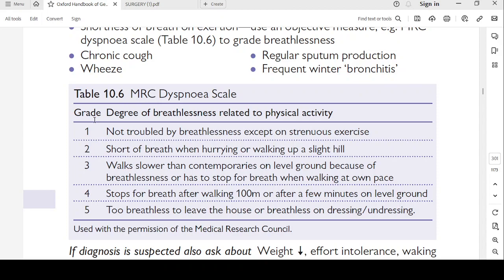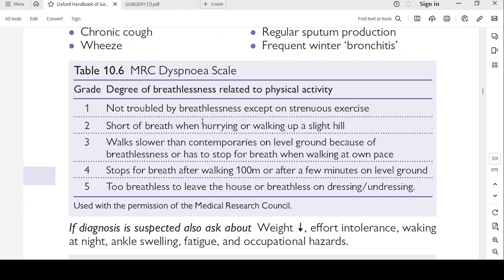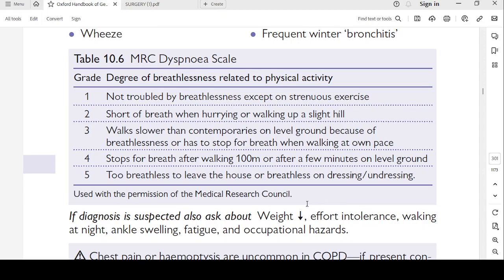MRC dyspnea scale: degree of breathlessness related to physical activity. Grade 1: not troubled by breathlessness except on strenuous exercise. Grade 2: short of breath when hurrying or walking up a slight hill. Grade 3: walks slower than contemporaries on level ground because of breathlessness, or has to stop for breath when walking at own pace. Grade 4: stops for breath after walking 100 meters or a few minutes on level ground. Grade 5: too breathless to leave the house, or breathless on dressing or undressing. Used with the permission of the Medical Research Council.